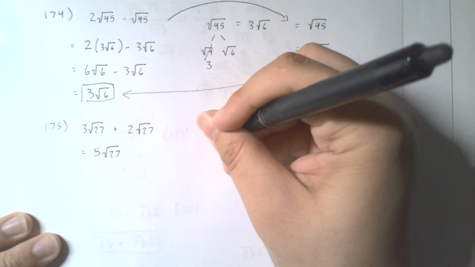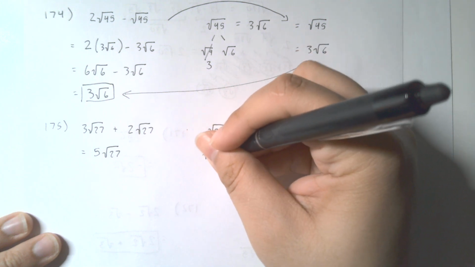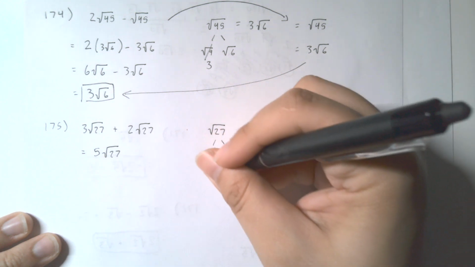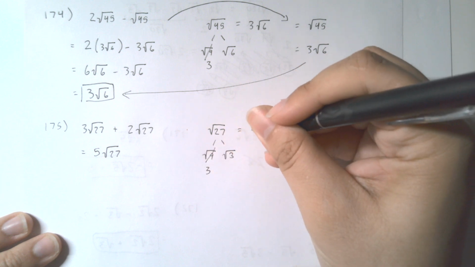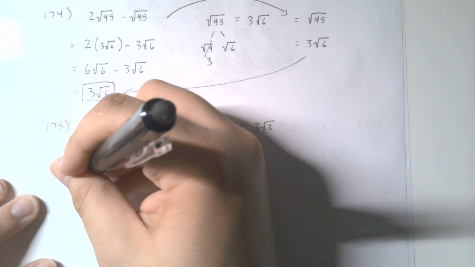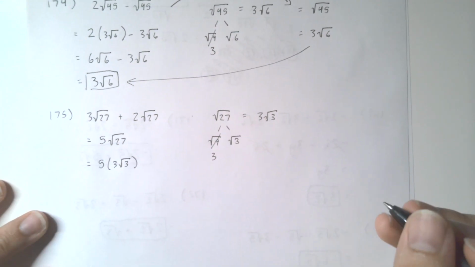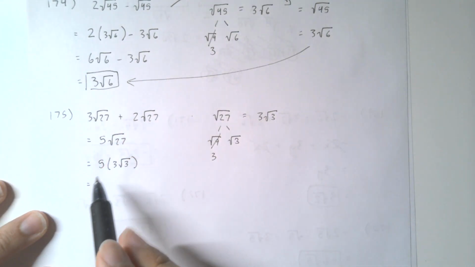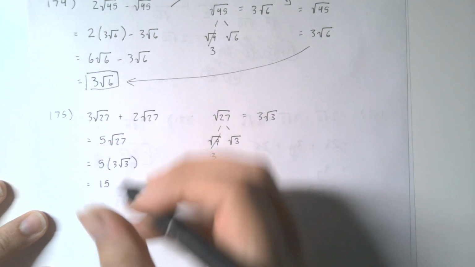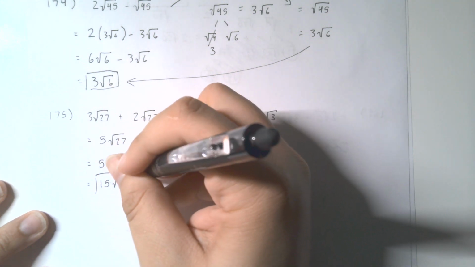So 27 can be broken up if we divide it by the biggest perfect square possible. It is the square root of 9 times the square root of 3. Well, square root of 9 is 3, so the square root of 27 is 3 square root of 3. Which means that we can rewrite this as 5 times 3 square root of 3. And when we do that, all we have to do now is just multiply 5 times 3, which is 15. And then we have our square root of 3 left over. And so this is our final answer.